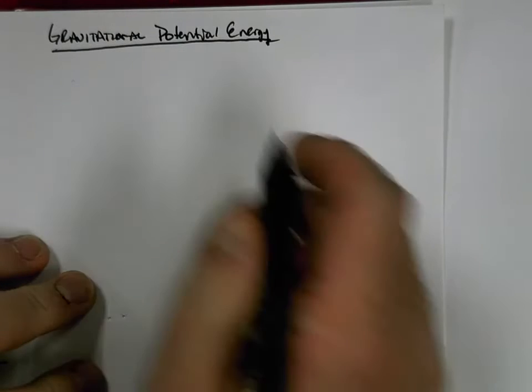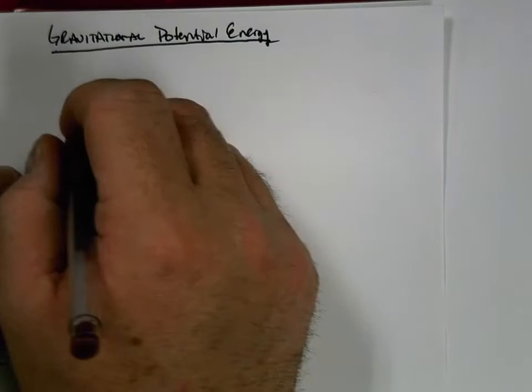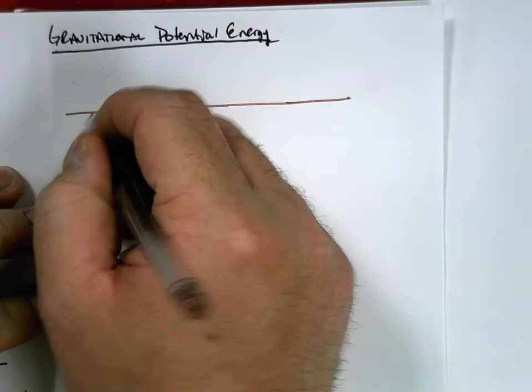Okay, in the last lecture we talked about the gravitational field and how it gets weaker as we move further away. And so now we need to extend that into the idea of gravitational potential energy. So here we are close to the surface of the planet, close to the ground here, the brown ground.